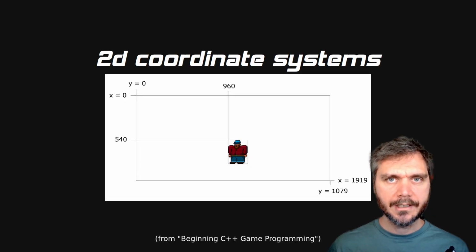Hi. 2D game coordinate systems typically look like this. Coordinates start at 0,0 in the top left, and then extend to the pixel values of the screen width and height in the bottom right. Positioning a sprite on the screen means specifying its X and Y coordinates in pixel values, and that will place the sprite's top left-hand corner at the position you specified.